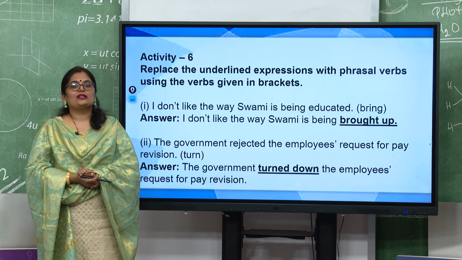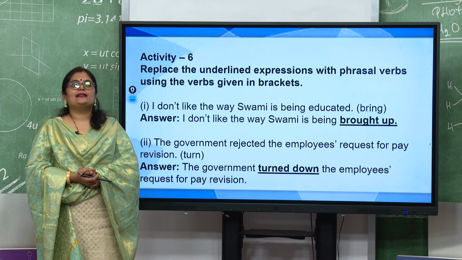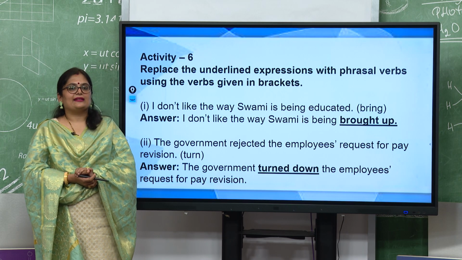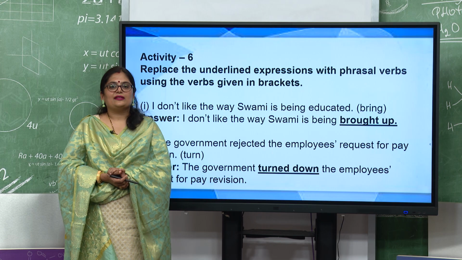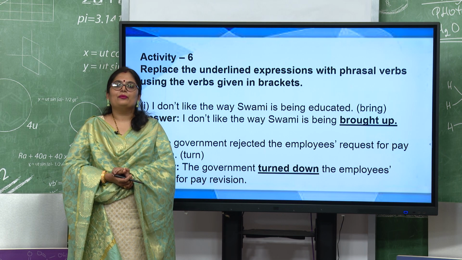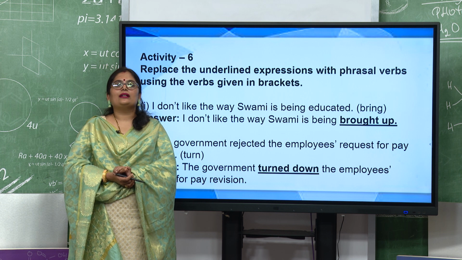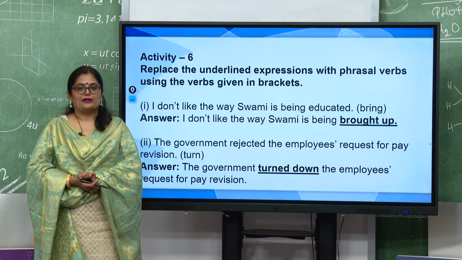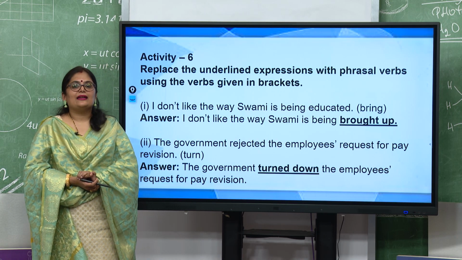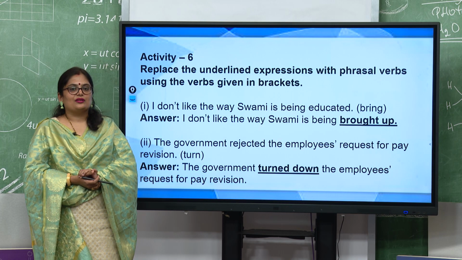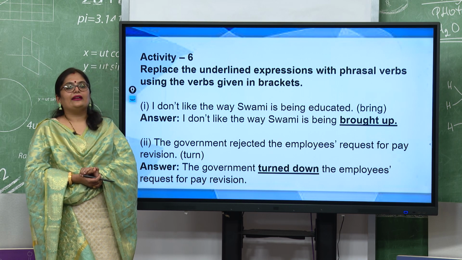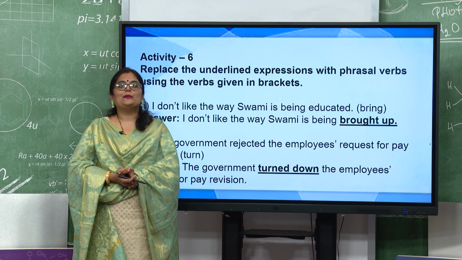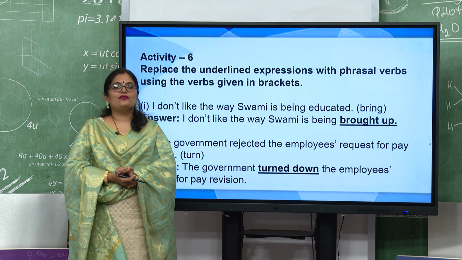Now, children, in this particular activity, we have to replace the underlined expression with phrasal verbs using the verbs given in the brackets. I don't like the way Swami is being educated. What do you have in brackets? Bring. What will be the answer? I don't like the way Swami is being brought up. So, bring becomes brought up. The government rejected the employee's request for pay revision. What is the word? Turn. And how do we use it to give the same meaning? The government turned down the employee's request for pay revision.